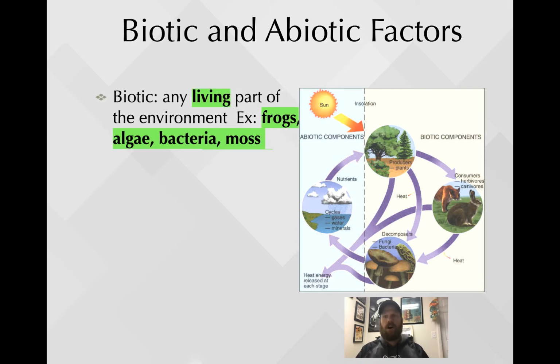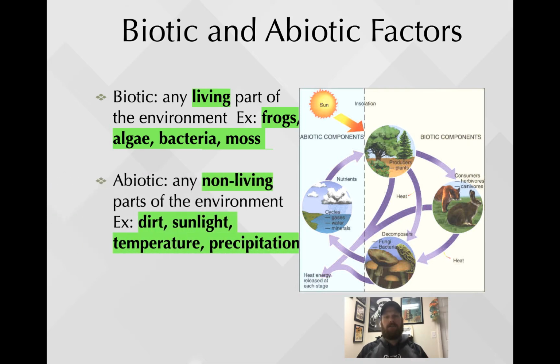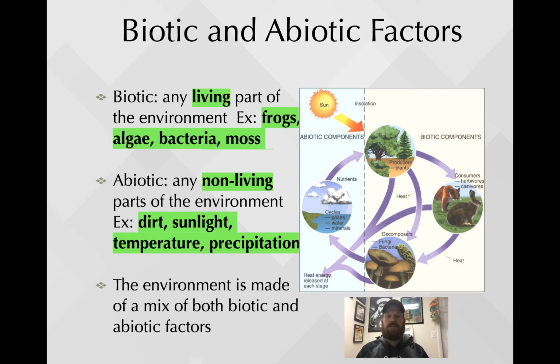In an environment, there are both biotic factors and abiotic factors. Biotic factors are any living parts of the environment: animals, plants, protists, bacteria, and fungi. Abiotic factors are the non-living parts of the environment, like soil and rocks and sunlight, weather conditions, and moisture. A proper study of ecology involves an analysis of both the biotic and abiotic factors in an environment.